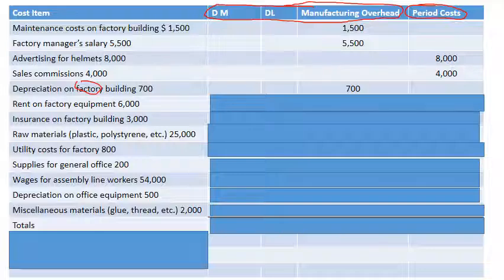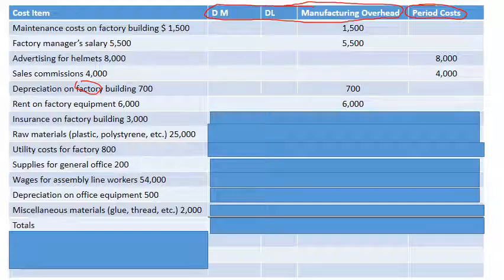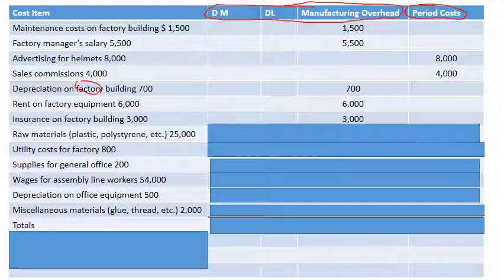Rent on the factory equipment. Because it's on the factory equipment, it's going to be a product cost. And because we don't know where the equipment is specifically used, you can't tie it to a specific unit, it would be overhead. Insurance on the factory building, again, because it's related to the factory, it'll be a product cost, but you don't know which unit it applies to, it'll be overhead.